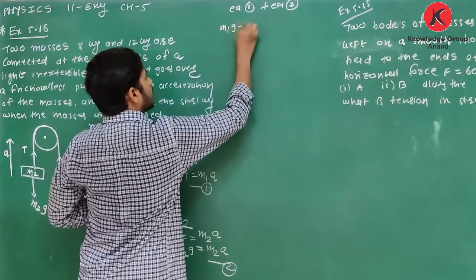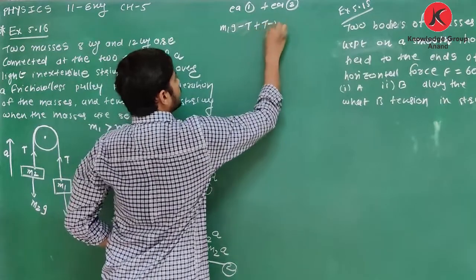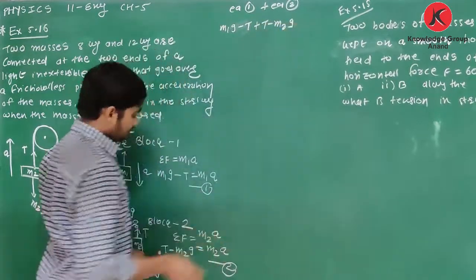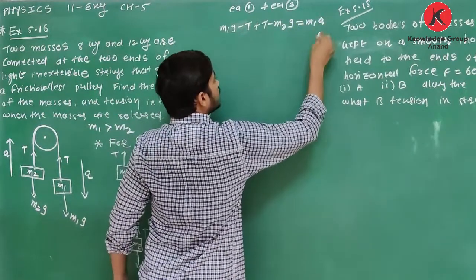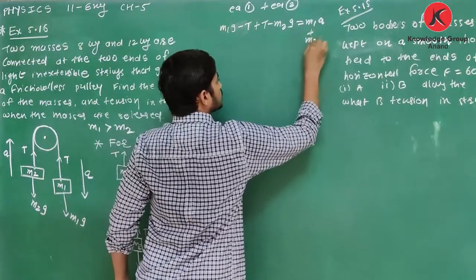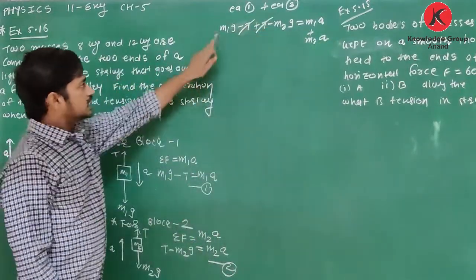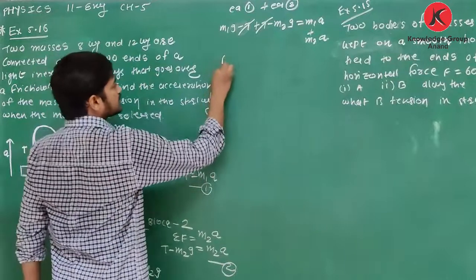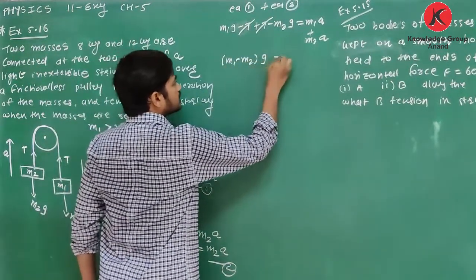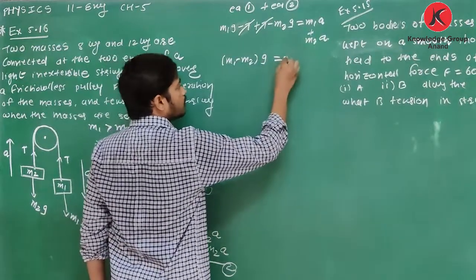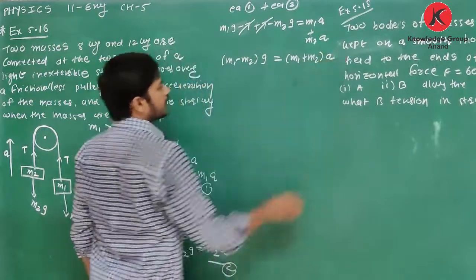M1G minus T plus T minus M2G. Right hand side is equal to M1A plus M2A. So see, this T and T cancel. G is common, so I can write this as (M1 minus M2)G. On this side A is common, (M1 plus M2) into A.